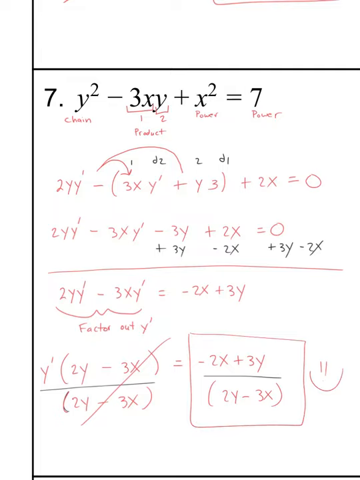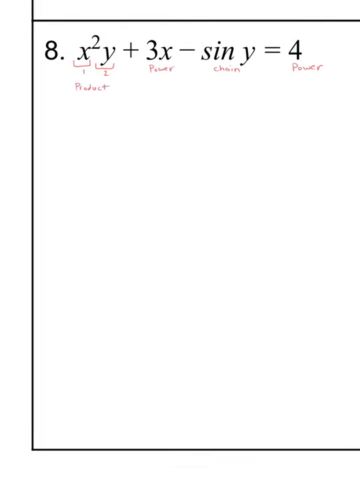All right, one more, calculus. Okay, for number 8, I have 4 terms. The first term, I am multiplying 2 separate functions together, so that's going to be a product rule. 1d2 plus 2d1. So the first function as is x squared. The derivative of the second function, because the second function has a y in it, we must use the chain rule. The derivative of y, implicitly using the chain rule, is y prime.